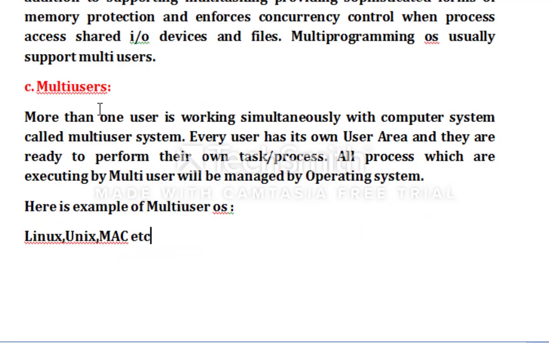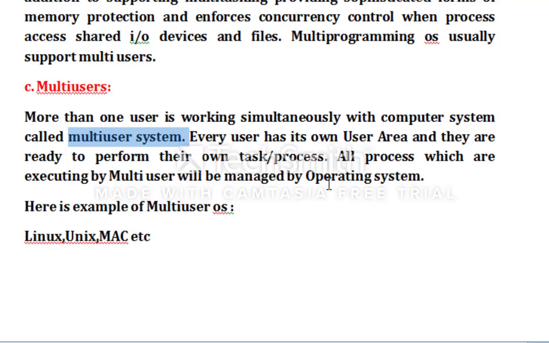Okay, so I hope you're clear, guys. More than one user working simultaneously with a computer system is called a multi-user system. That means more than one user can interact with the operating system simultaneously. They can perform their own tasks simultaneously in the primary memory. Every user has its own user area, and they perform their own task in their own area. Every user has its own ID, known as the UID, and the operating system identifies every user based on their UID.